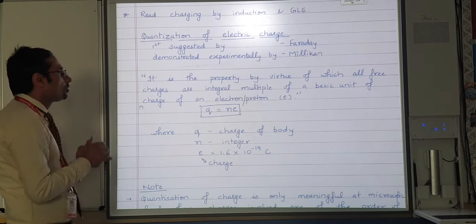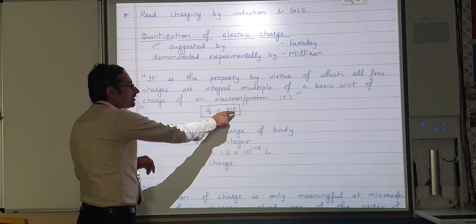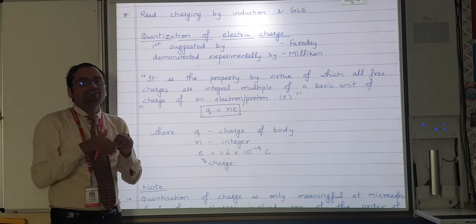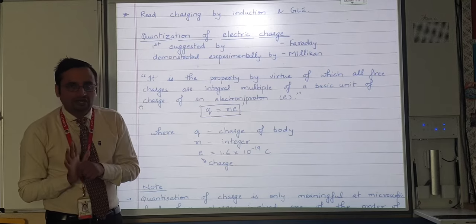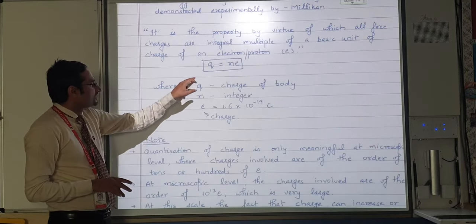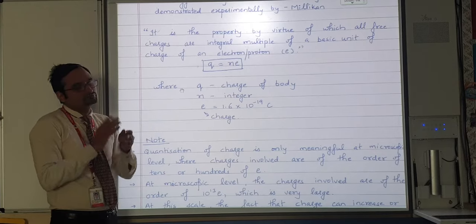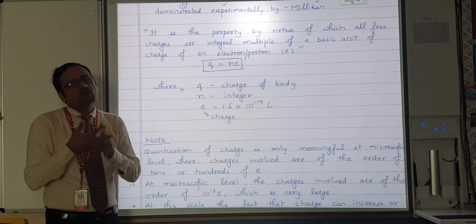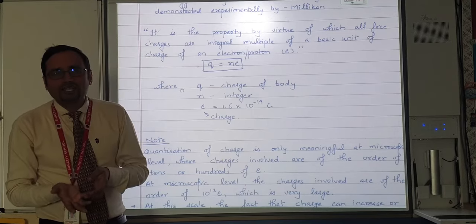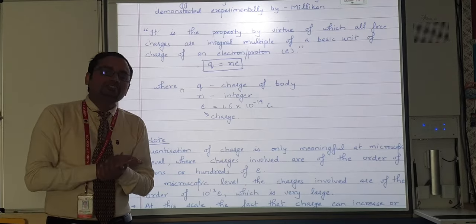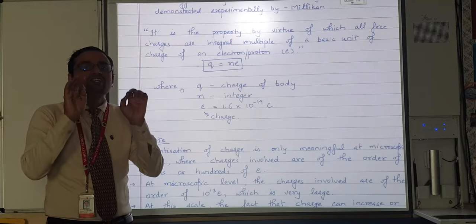That is, the total charge Q is equal to n times e. Q is the total charge of the body, n is an integer, the number of charged particles, and e is the charge on an electron or proton. Basically we take the electron, and the charge is the same on both, that is 1.6 × 10^-19 coulombs.